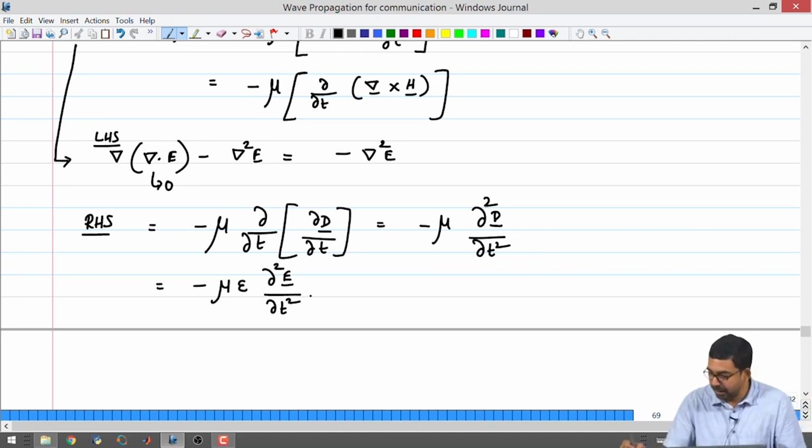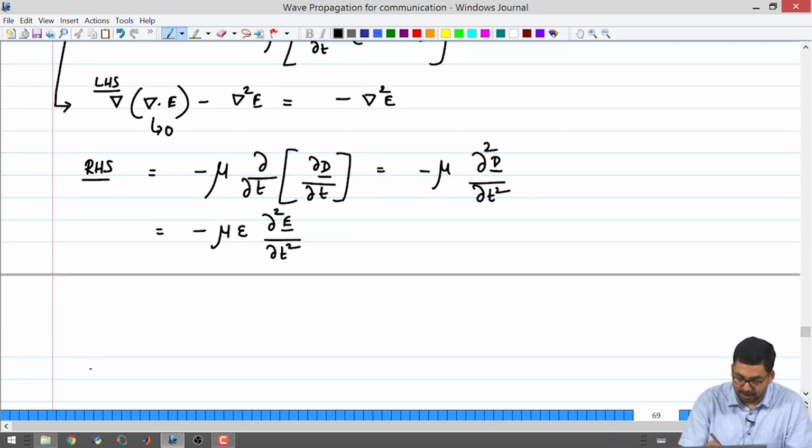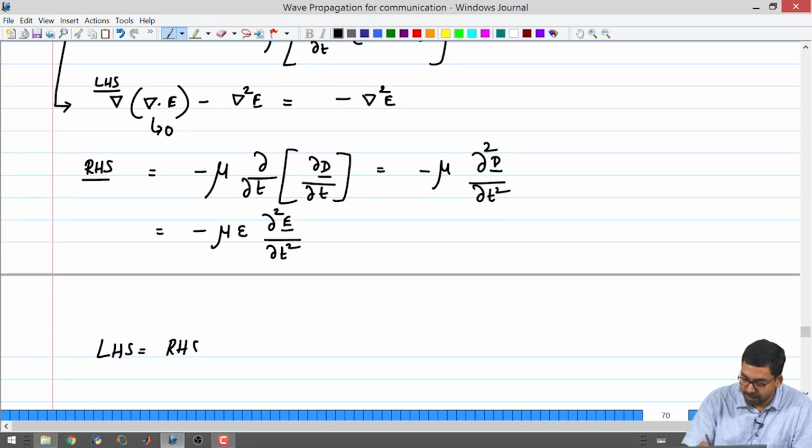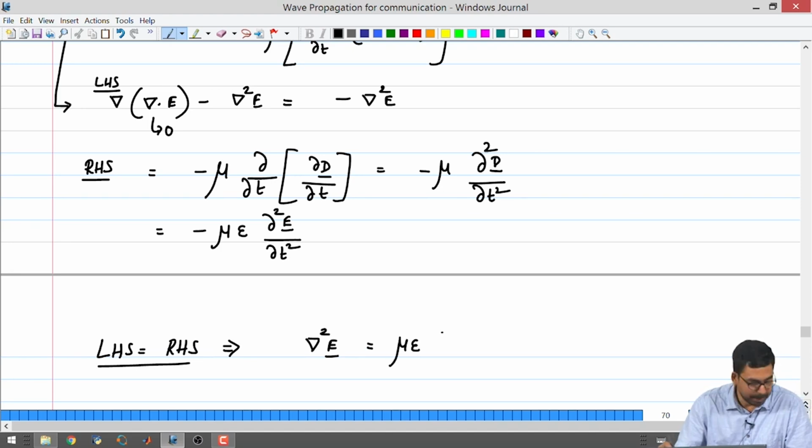alright, and the equation just says that left hand side should be equal to right hand side. So, the negative signs get cancelled out. So, I will be having del square E is equal to mu times epsilon dou square E by dou t square.